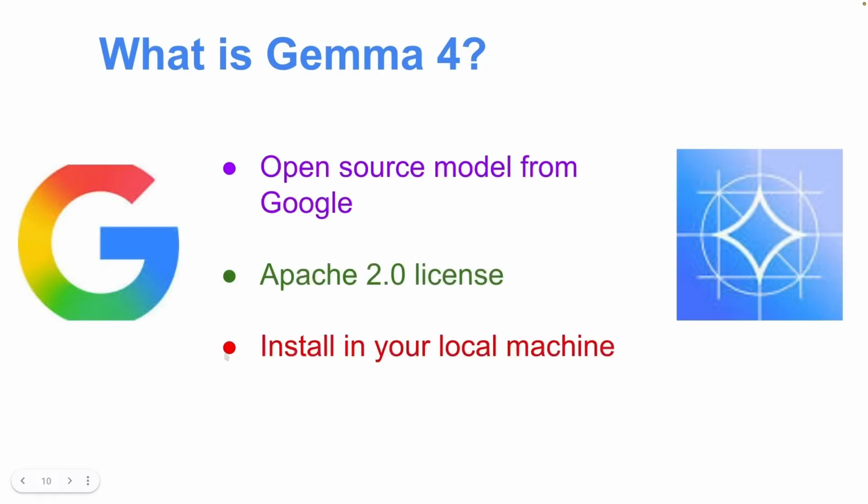Google DeepMind just dropped Gemma 4, their most powerful family of open weights models yet, and it's completely free under an Apache 2.0 license. In this video, I'm going to show you exactly how to install Gemma 4 locally on your own machine, how to run it with zero API costs, and why local execution is an absolute game changer for your workflow. Let's dive in.